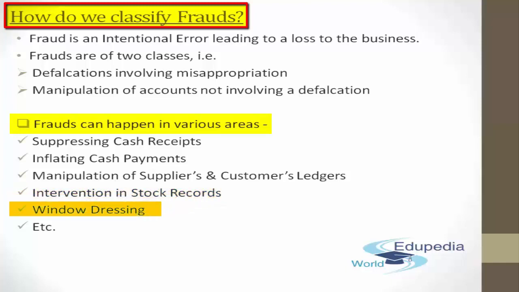By window dressing, I simply mean that what's not the actual picture, you are representing the same in your books of accounts. You are reflecting an altogether different picture, and this is something which will be covered under window dressing. So these are the ways in which fraud can happen in various areas. I hope you got the complete clarity as to how we classify frauds.